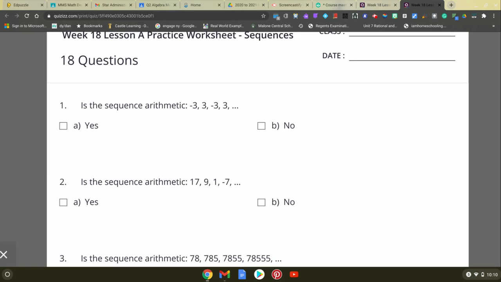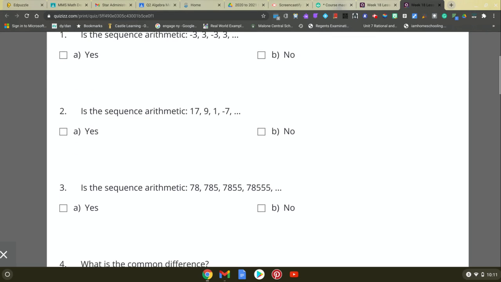Number 2, is the sequence arithmetic? We want to know if this is going down consistently by the same number. So do 9 minus 17, 1 minus 9, -7 minus 1. And it will produce the same number each time if it is an arithmetic sequence. If you get the same answer after all those subtractions, you're going to put yes. If you don't, you're going to put no. Number 3, try this one on your own. Is the sequence arithmetic?